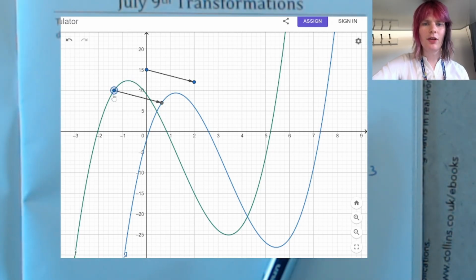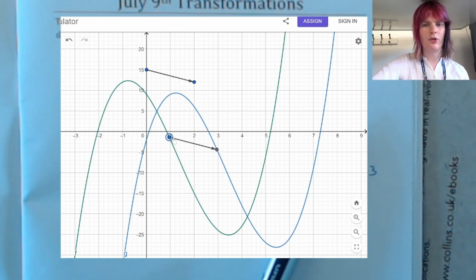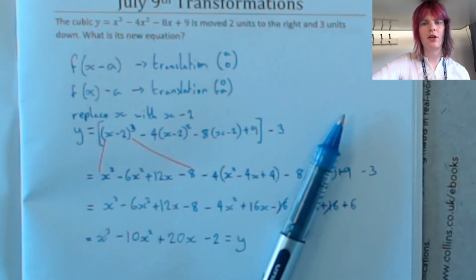And what I can do is I can kind of shift this around, and hopefully you can see that the start of my vector is on the green curve, and the end of it is always attached to the same point as the equivalent place on the blue curve. So that is that transformation. There you go. So hopefully that's going to make it a little bit more visual for why this kind of works. We've got our new equation, and that's shifted everything across by 2 and down by 3.